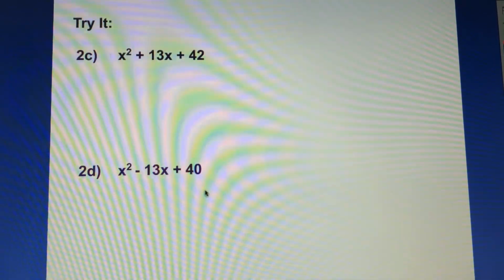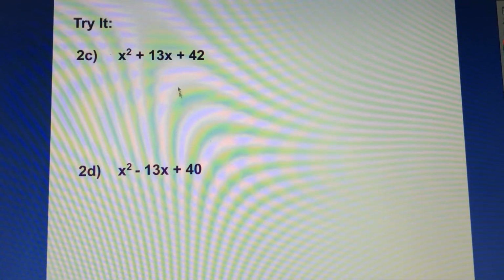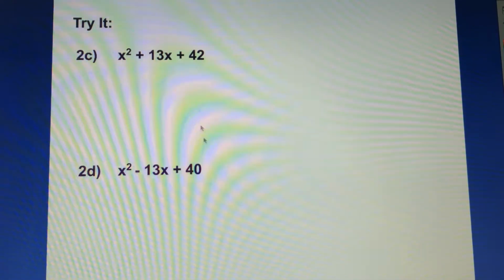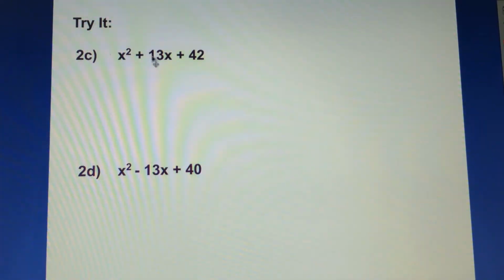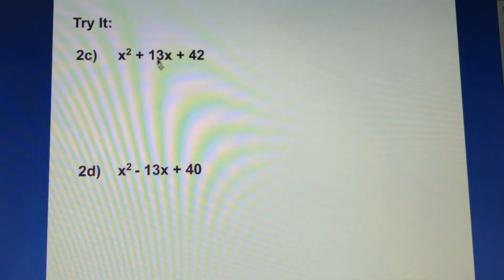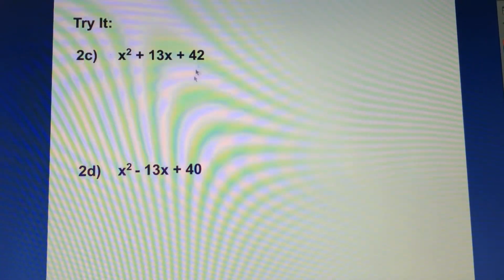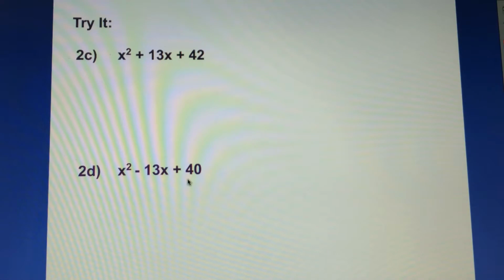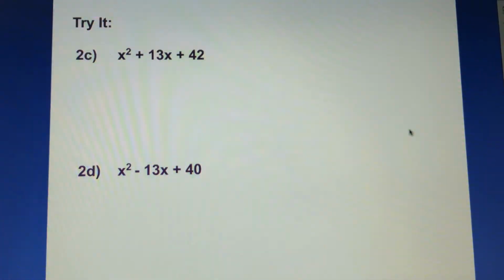Pause the screen if you'd like. Make your list of factors for 42 and 40 and determine which set of factors either adds together to be a positive 13 in this case or a negative 13 in the second example. Go ahead and pause.